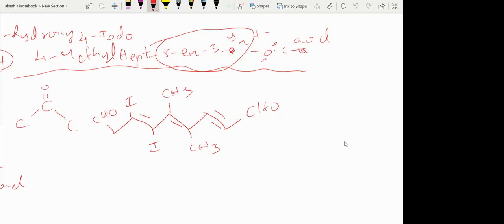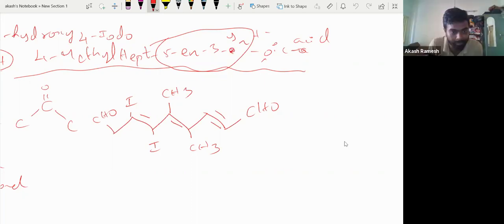Yes, sir. So please, first you have to understand where to start the numbering from. You can either start from this carbon or this carbon, right? Now you have to look at the second priority. Second priority is the double bond, right? So obviously only when I start from here, this double bond and this double bond will have the lower numbers, right? So 1, 2, 3, 4, 5, 6, 7, 8, 9.